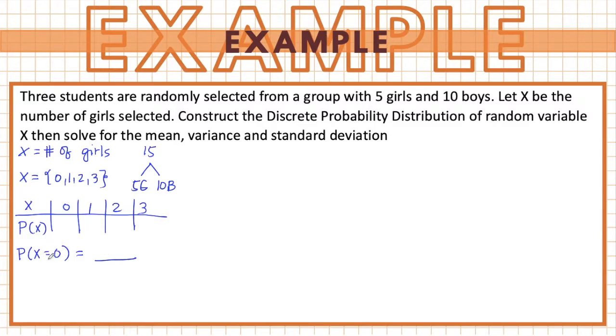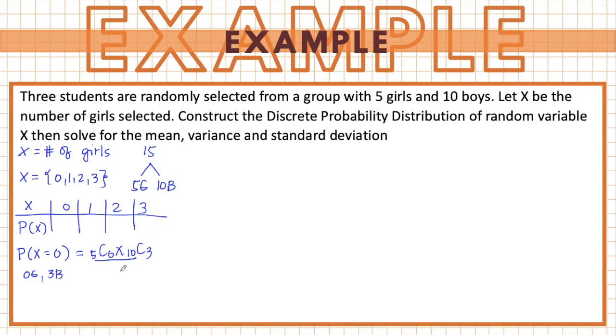So, if our random variable is 0, meaning wala tayong girls na makukuha. So, 0 girls, and then the rest are boys. So, there will be 3 boys selected. That is the favorable outcome. So, the solution will be 5 choose 0 times 10 choose 3. Meaning, we will be getting 0 from the girls kasi walang babae if x is equal to 0. And then, the rest will be boys. So, kukuha tayo ng 3 dito sa 10 boys.